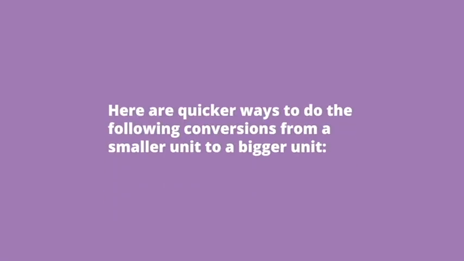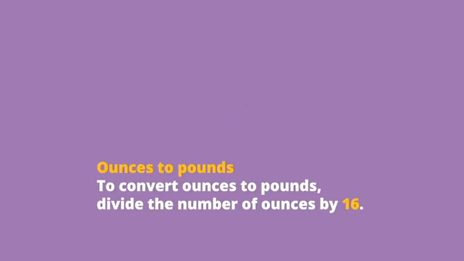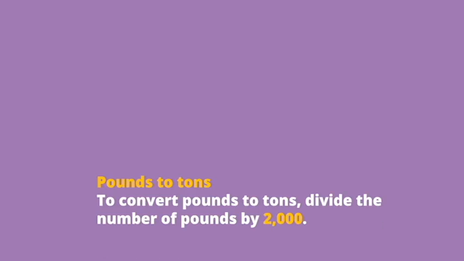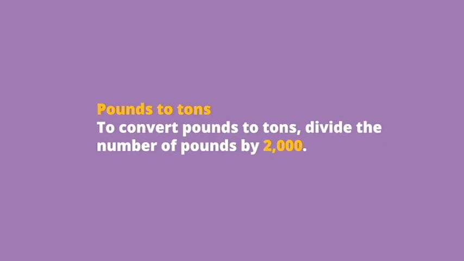Here are quicker ways to do the following conversions from a smaller unit to a bigger unit. Ounces to pounds. To convert ounces to pounds, divide the number of ounces by 16. Pounds to tons. To convert pounds to tons, divide the number of pounds by 2,000.